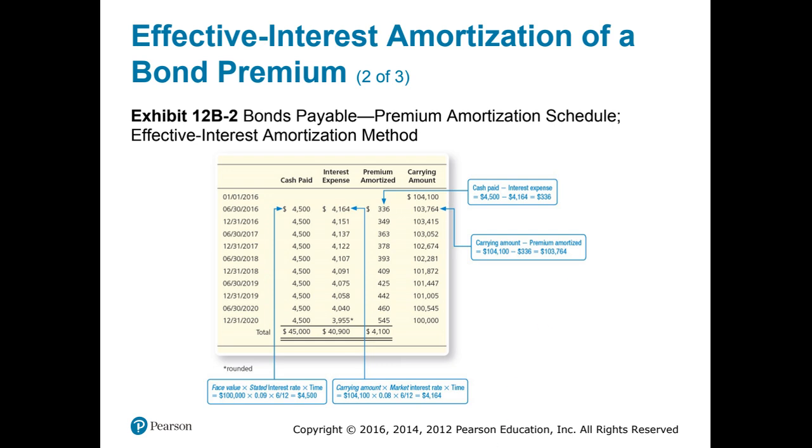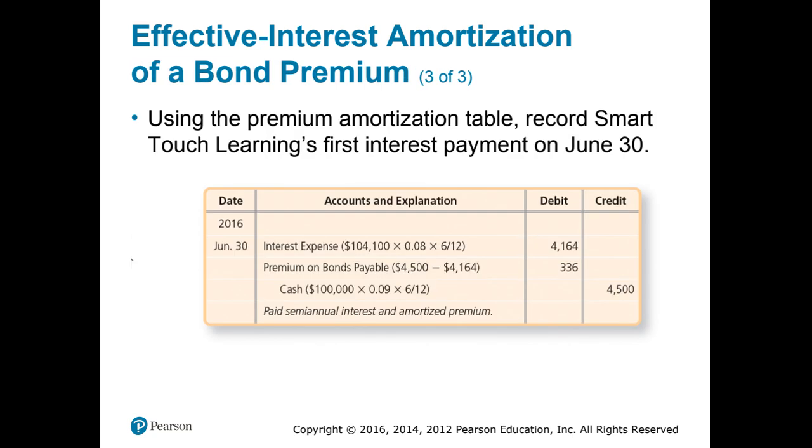And then using the premium amortization table, record Smart Touch Learning's first interest payment on June 30th. So we debit interest expense for $4,164. We debit the premium on bonds payable for $336. We credit cash for $4,500, and they're showing us the calculations here as well. They also showed us on the prior page. And then our note is that we paid semi-annual interest and amortized premium.